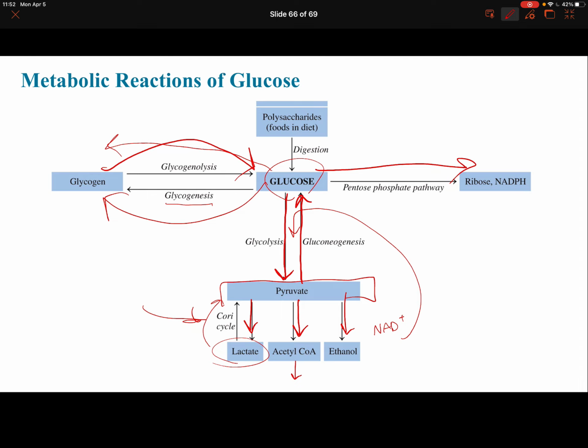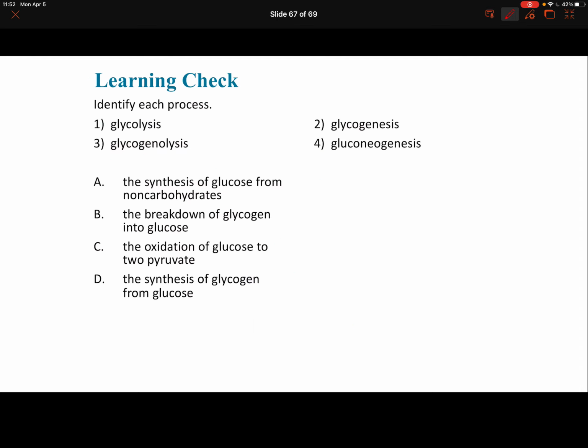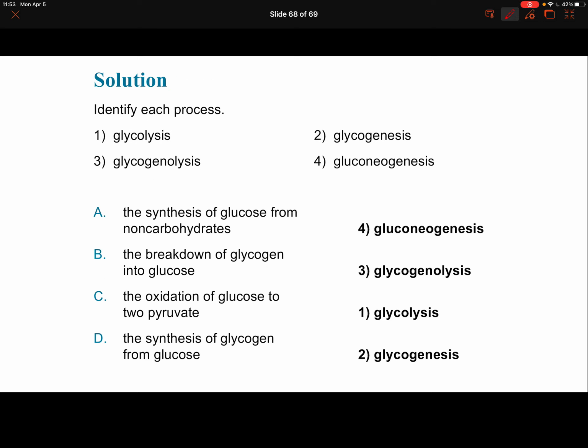Okay, I think that's about it. So one more quick learning check, and then that's it. So see if you can pair the right words to the right descriptions here. Pause it, give it a shot. Gluconeogenesis, glycogenolysis, glycolysis, and glycogenesis.